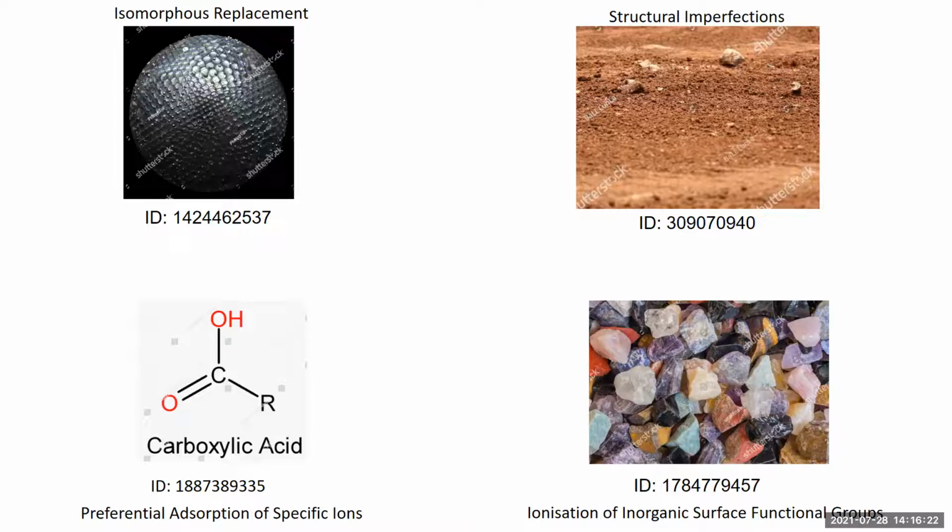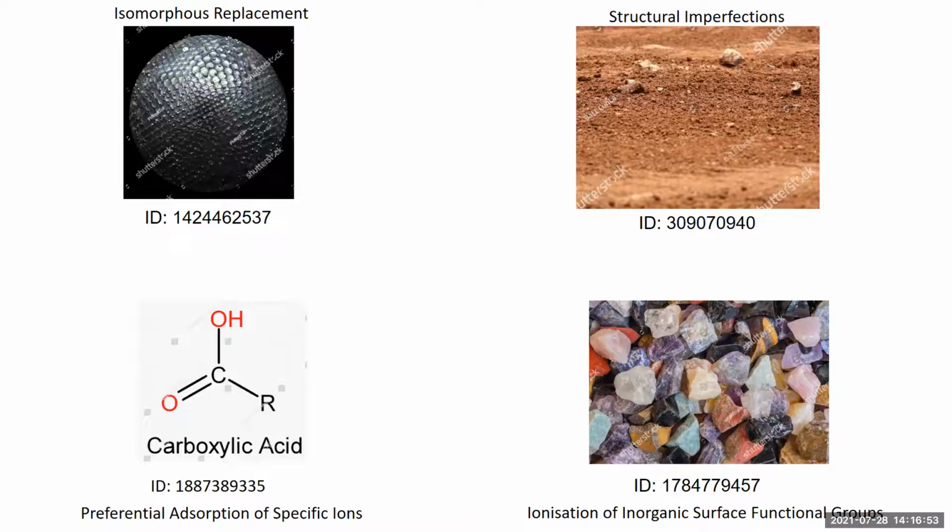Preferential adsorption of specific ions. Particles that adsorb natural organic material, NOM, have a negative charge because of the carboxylic acid group at a pH greater than 5. Lastly, ionization of inorganic surface functional groups. These are minerals containing surface functional groups such as hydroxyl that give them a charge depending on the pH. So, all the different ways to have a negative charge in a colloid.